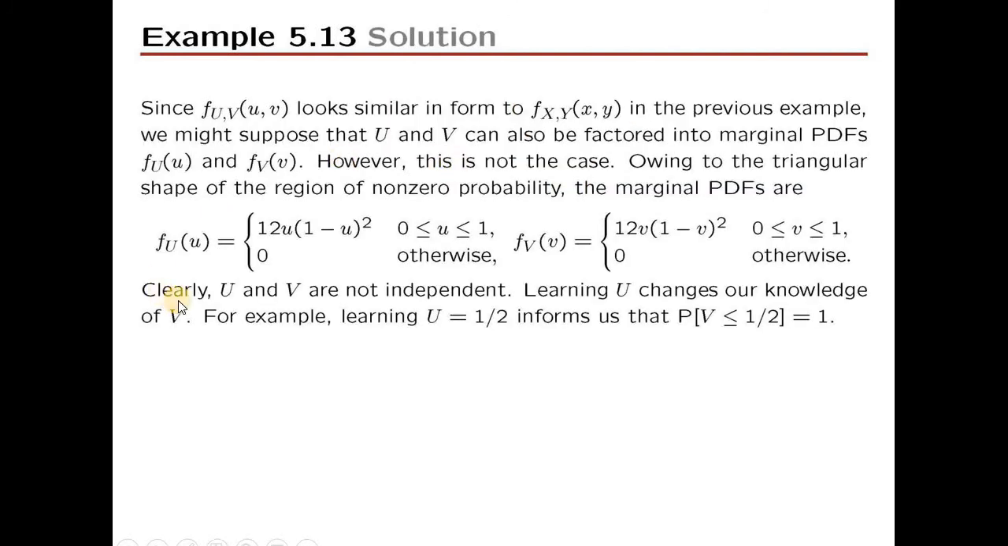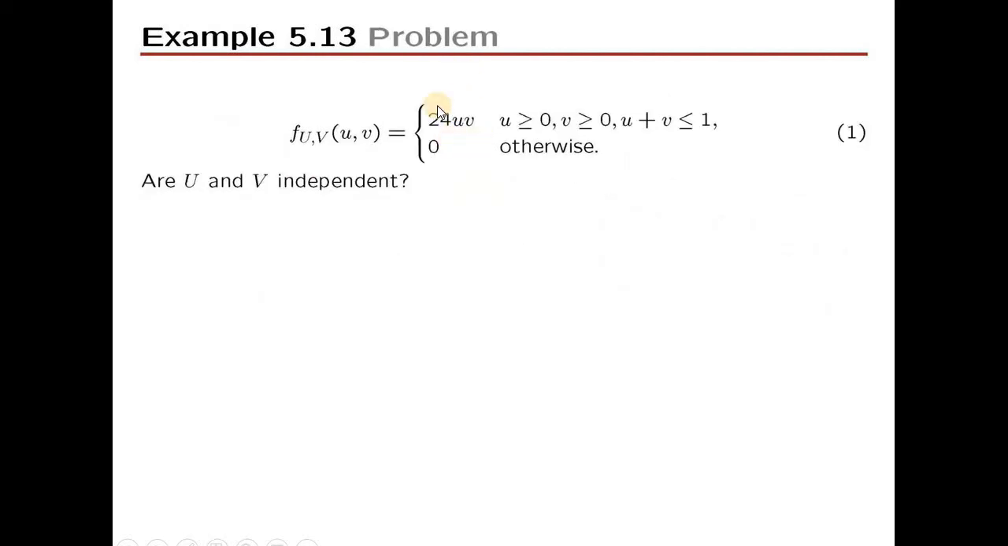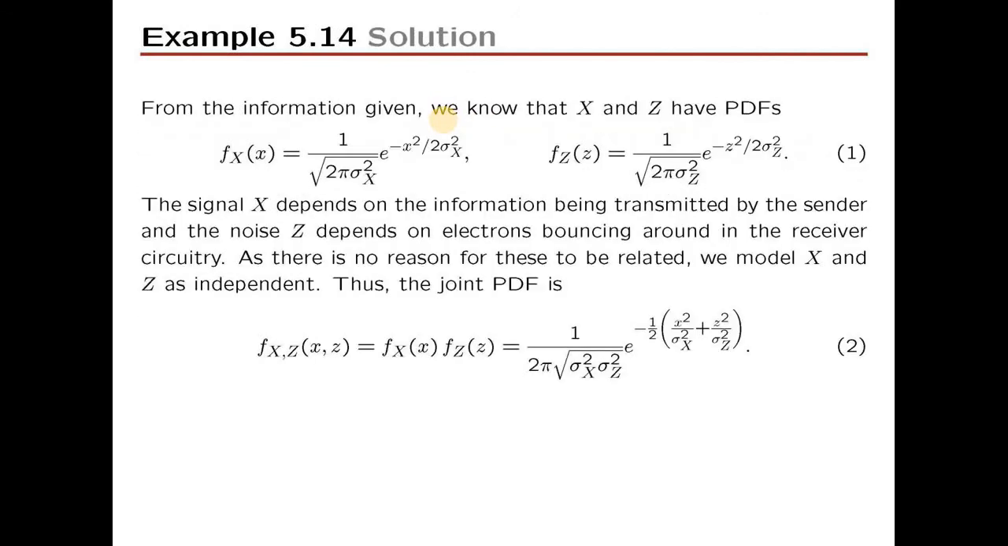Now look here. We use 0 to 1, plug in those values, and calculate this for U and V. Here they are not independent, because when we do this multiplication we are not getting this result here. So this means that these two are dependent random variables.